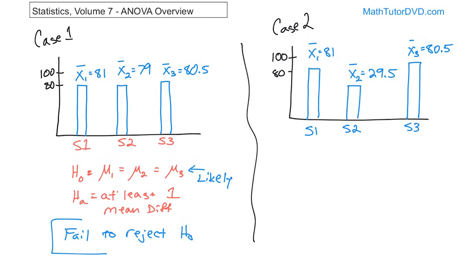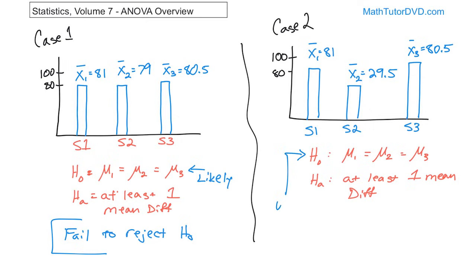So the null hypothesis in this case is the same as before: mean number 1, mean number 2, mean number 3 are equal. And the alternate is at least one mean different. Obviously, to me it looks like one of these means, in this case school number 2, is different. So in this particular case, this is unlikely, and at the proper level of significance for your problem, you could reject the null hypothesis.